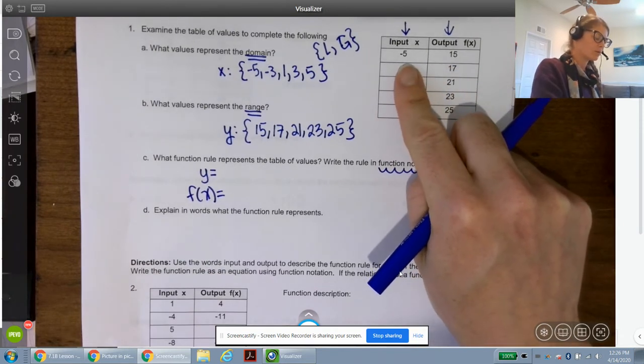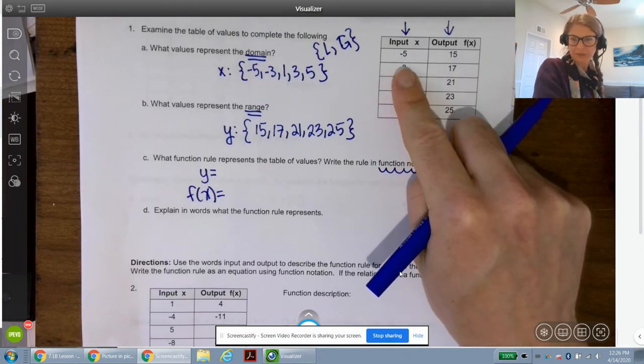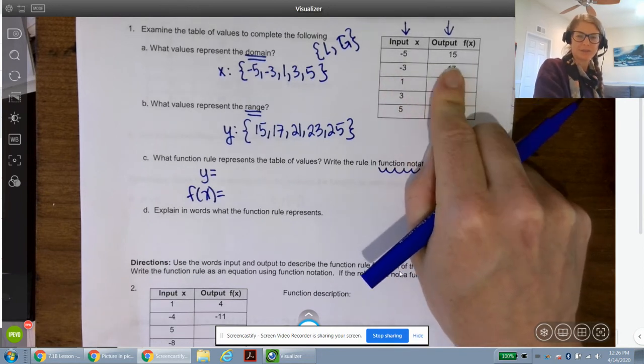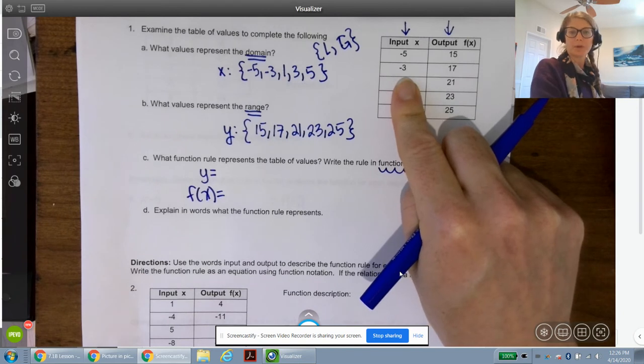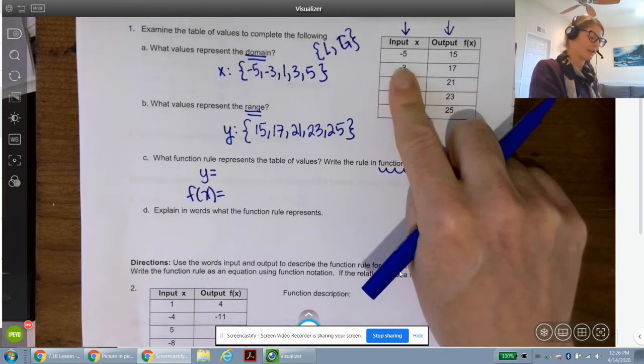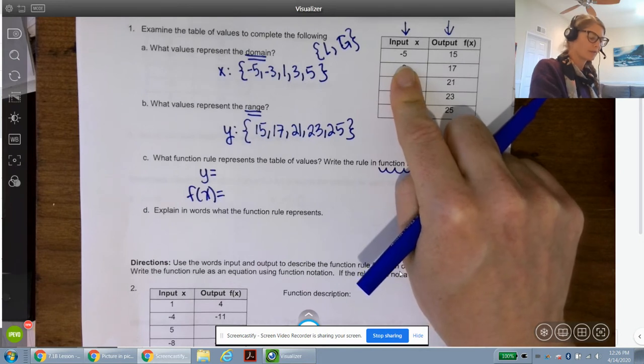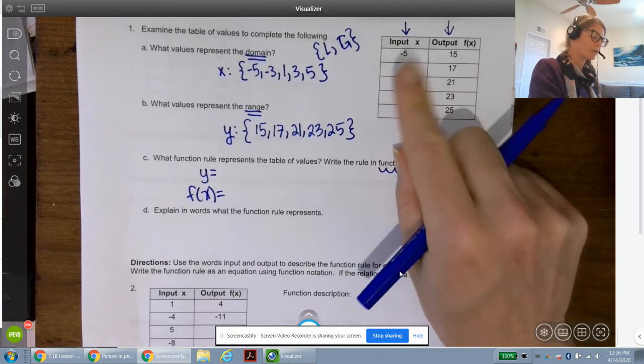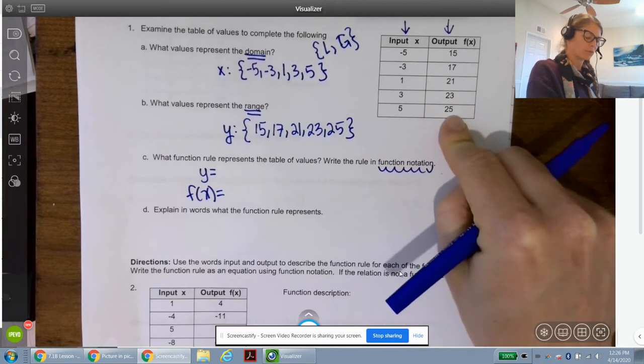Well, multiplying by 3, becomes positive. Multiplying by -3. -5 times -3 is 15. Well, that means the same rule will work for the next one. -3 times -3, well, that's not 17. Let's think about something else. We're going from a negative to a positive, and we're obviously not just multiplying.